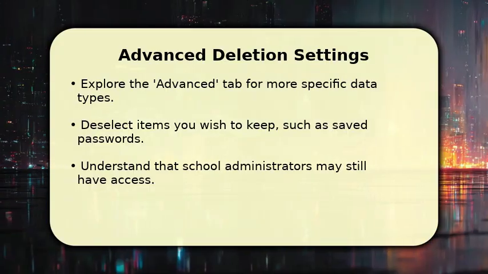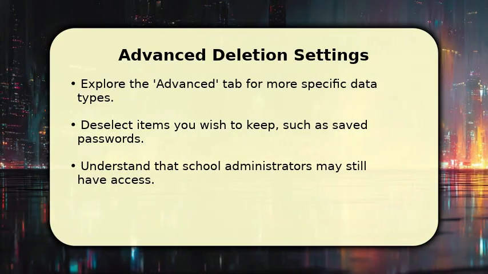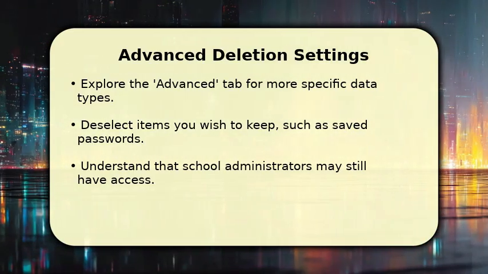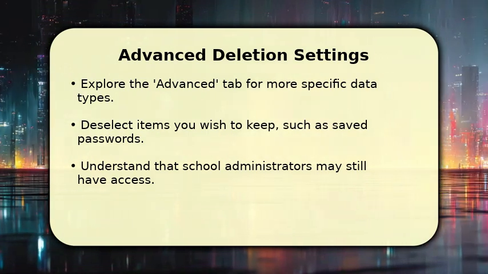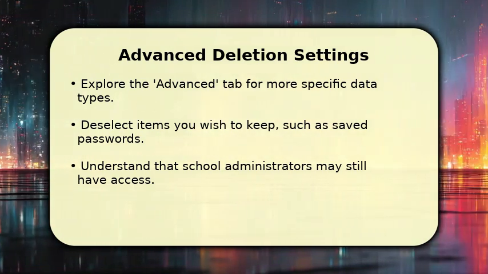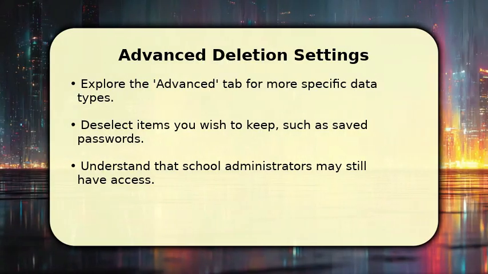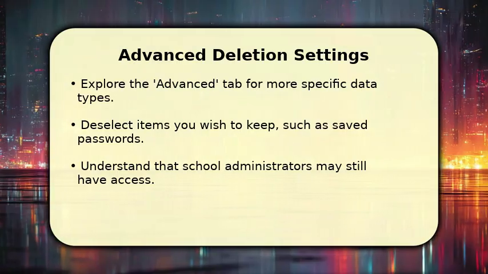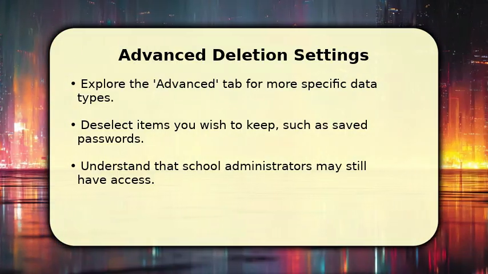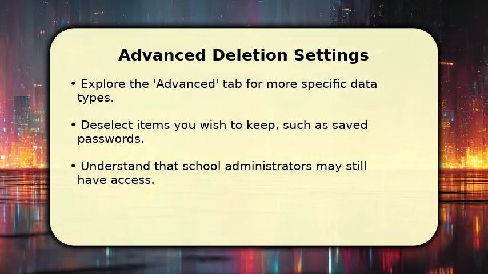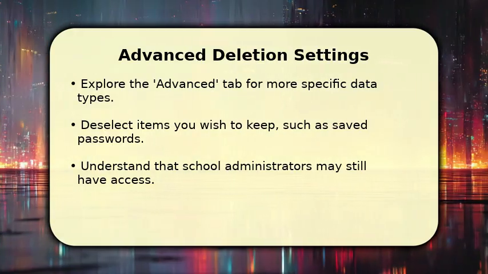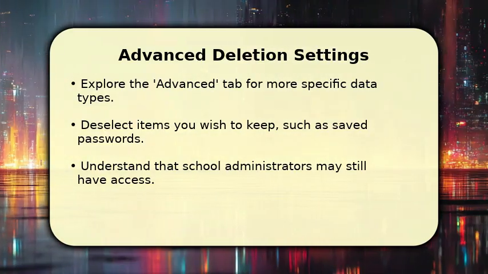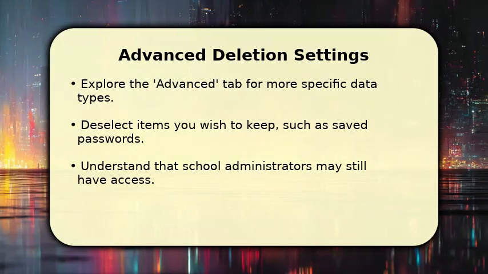Now, let's explore the Advanced tab within the Clear Browsing Data window. This section offers more granular control over what you delete. You can deselect specific items like saved passwords or autofill form data if you wish to retain them. However, it's crucial to remember that even after clearing, school administrators often have tools to monitor and potentially recover your activity, so complete privacy isn't guaranteed.